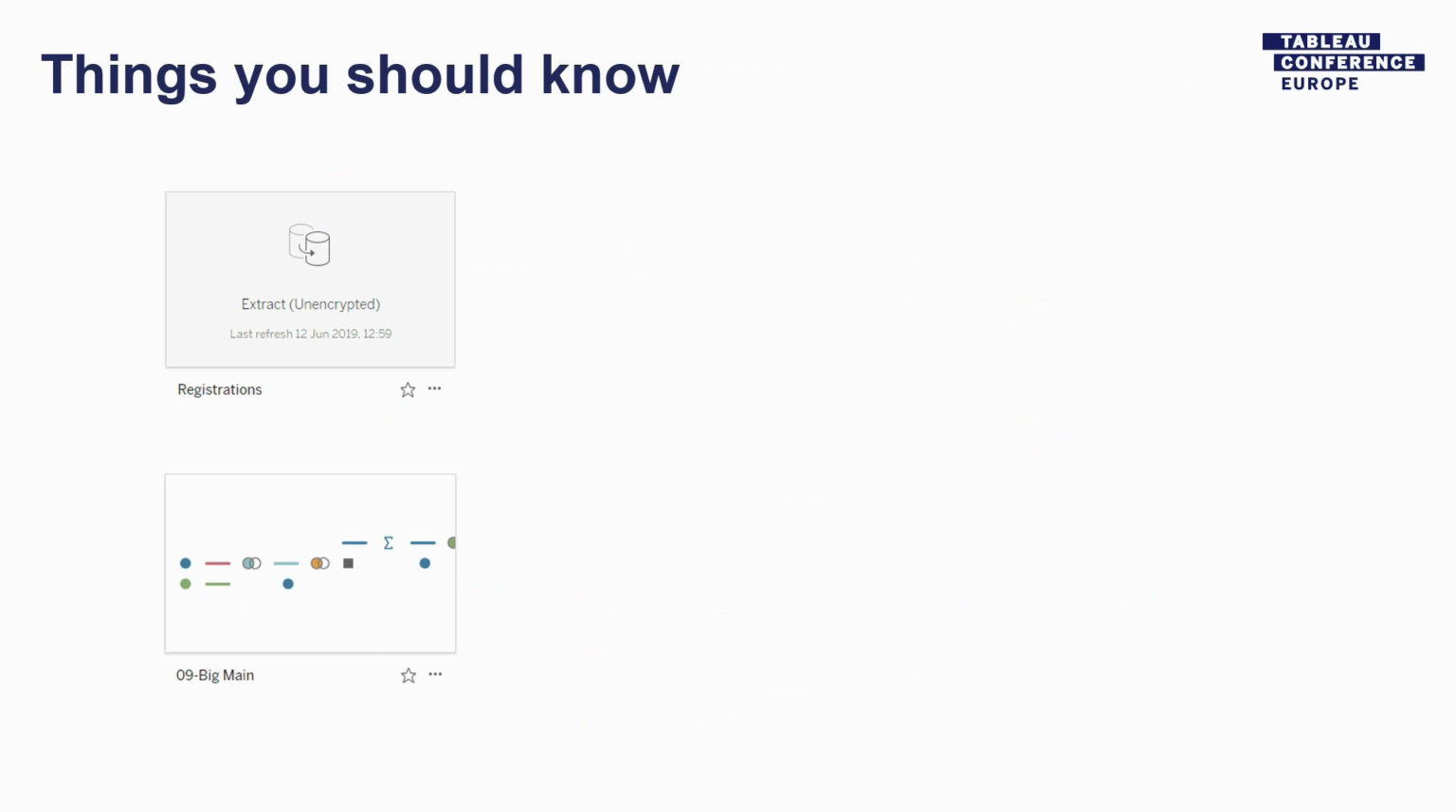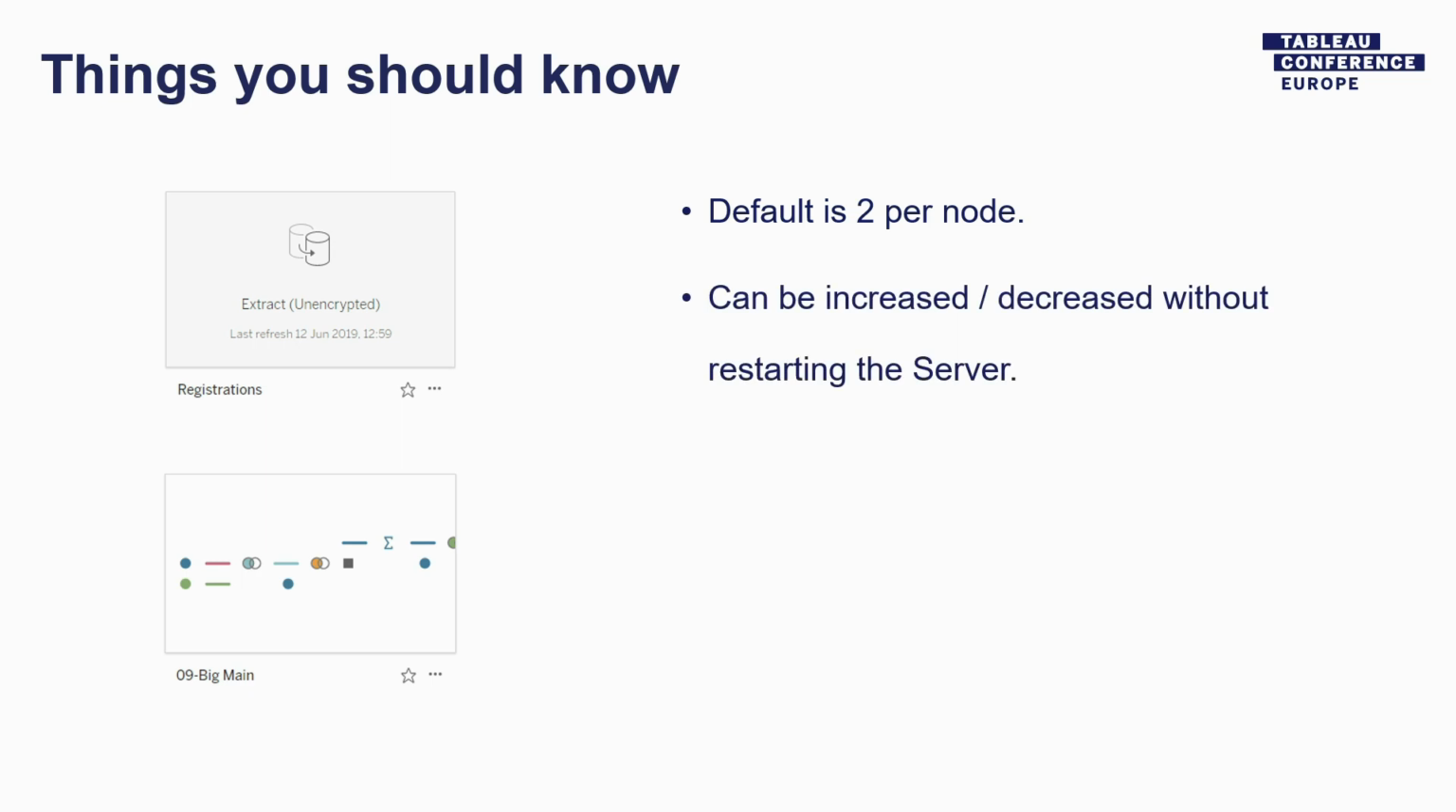So a few things that you should know. The default for backgrounder is actually 2 per node. And then when you think about all the things that it's actually doing, 2 per node isn't a huge amount. Similar to VizQL, and sorry, I forgot to say, I'll actually come back to that point. It can actually be increased and decreased without restarting Tableau Server.